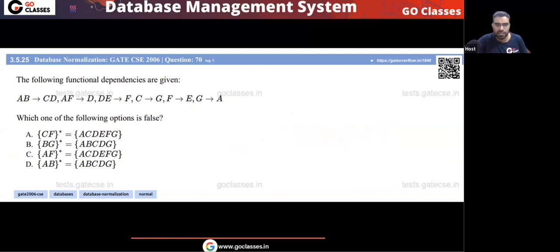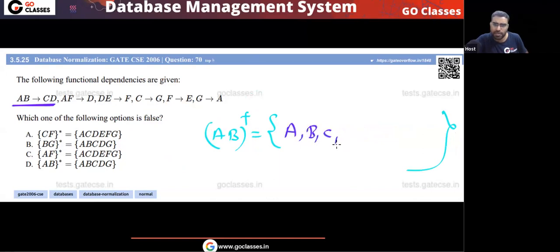What about option D? Please tell me. What is the closure of AB? Let me know, what will that be? See, AB can bring ABCD. These 4 people you got. Okay, very simple. Now, what else? C can bring G. You got G also. Now you have ABCDG. G can bring A, but we already have A.